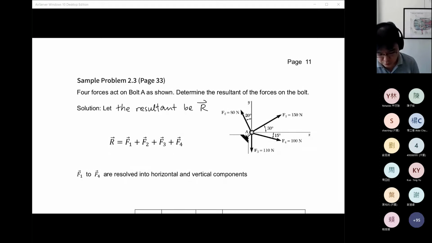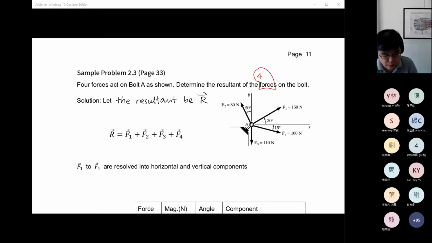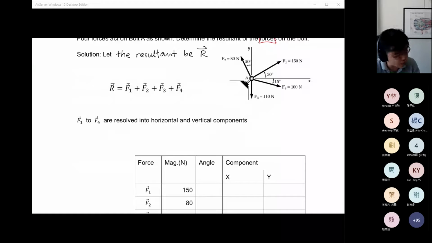We have four forces here. Therefore, naturally R is equal to F1 plus F2 plus F3 plus F4. We have four forces, and we cannot use trigonometry, sine and cosine, to determine the resultant. And as we just discussed, we can use a table to arrange these things to get the resultant.